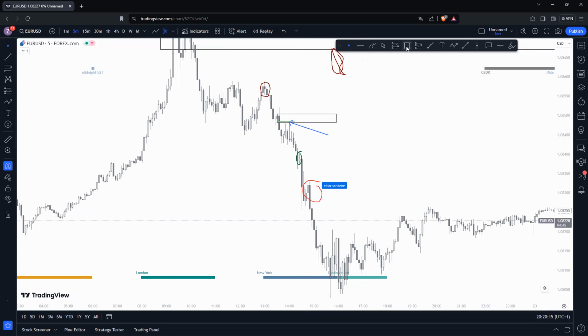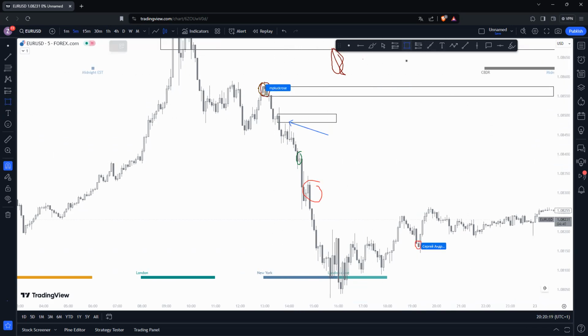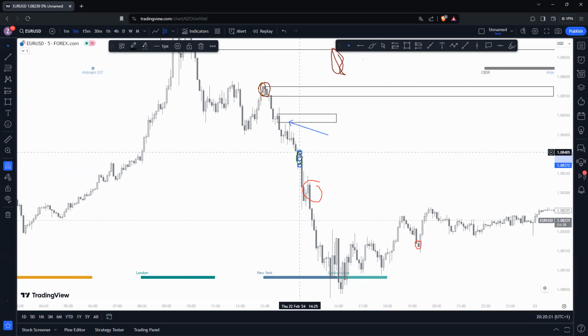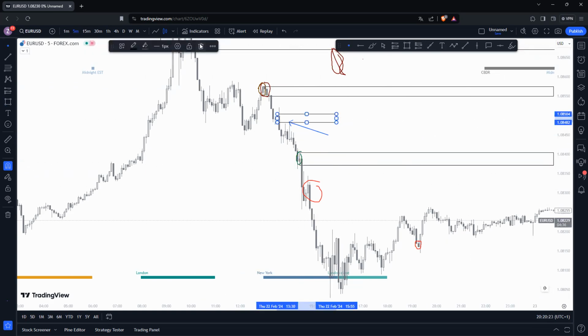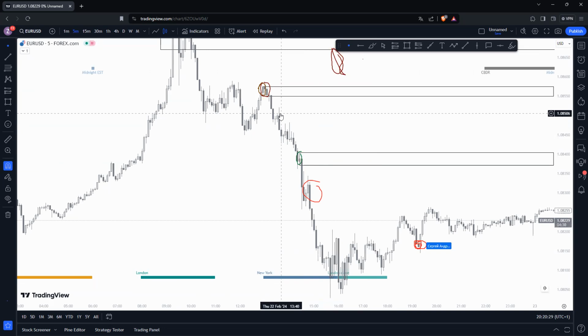Okay, that one is unfresh. What about that one? That one is fresh. And you have this one that is also fresh. Now, when do you execute? This one is unfresh, we said, so we're going to remove that. So when do you execute the trade?